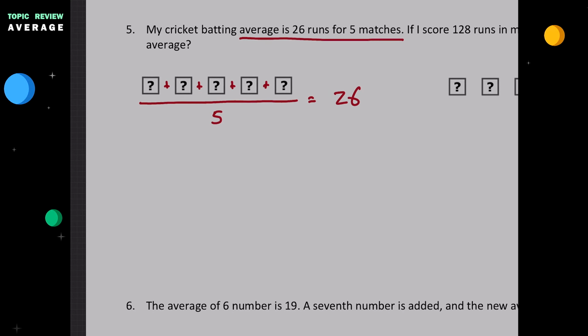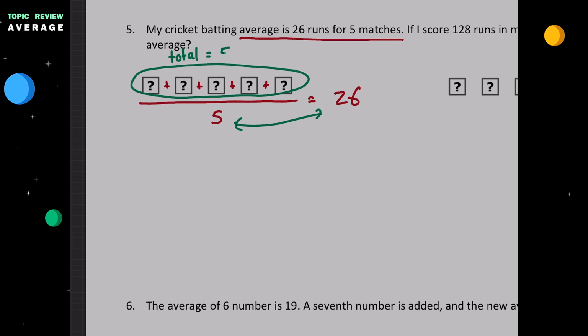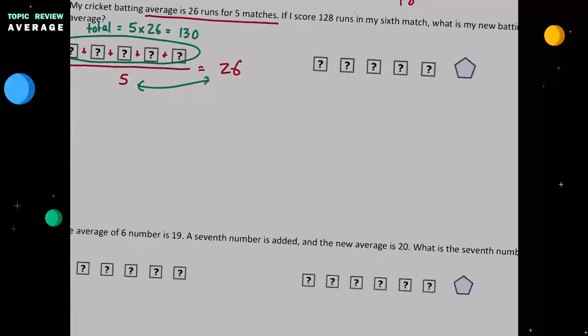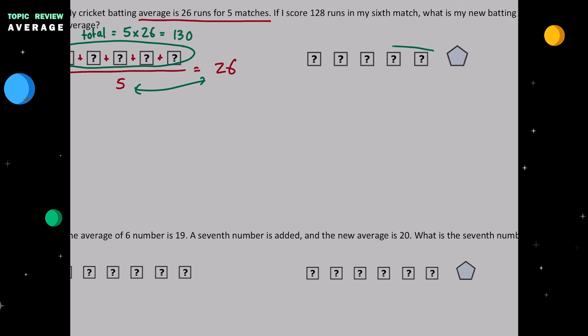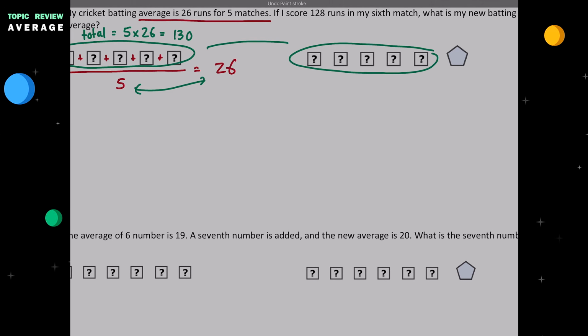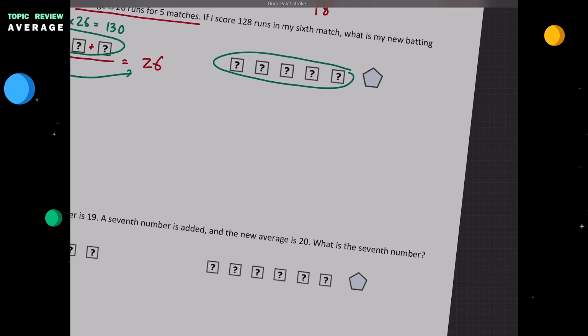Now, the first thing again we do is we find the total. So I'm going to put that in green this time. So the total is equal to, we multiply the bottom numbers together. 5 times 26, and the answer is 130. All right. So we know that the 5 numbers add up to 130. These are the same 5 numbers. Okay, I just drew on this side as well. So this will be 130. These 5 numbers.